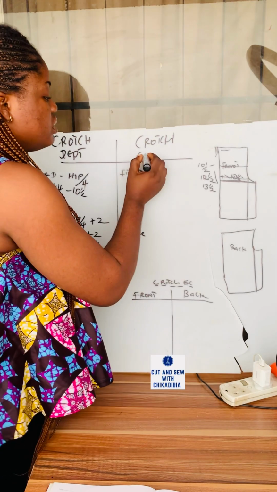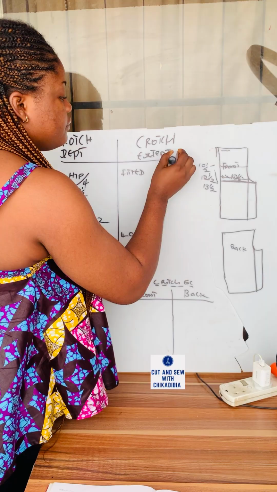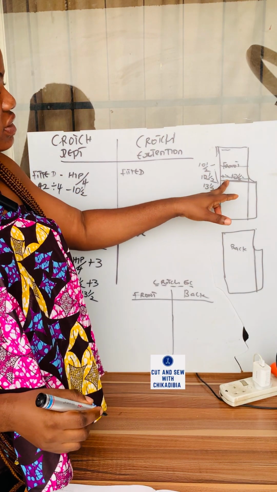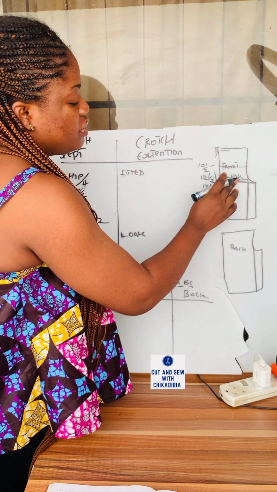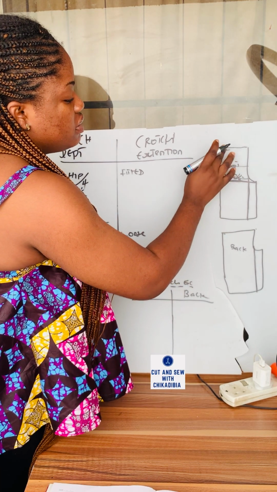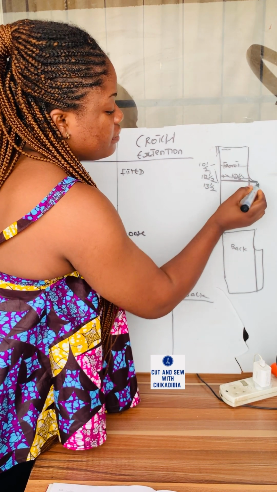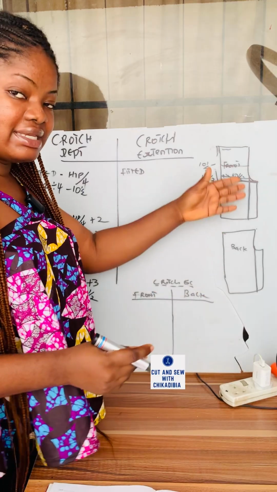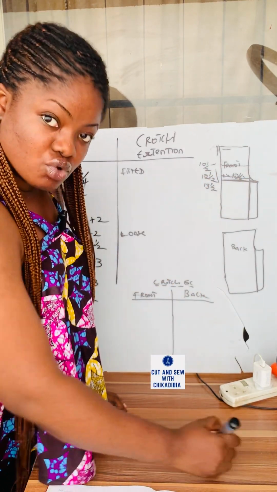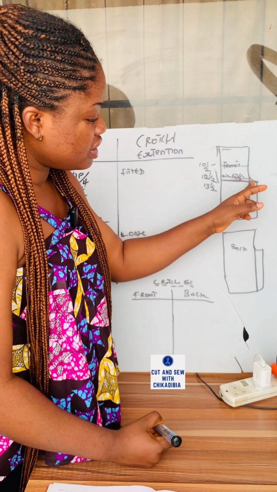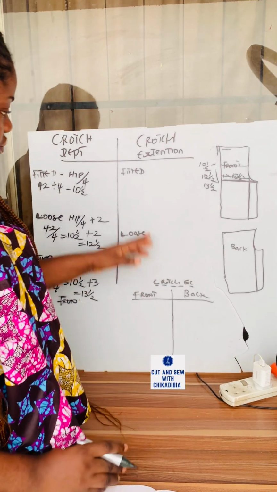So let's go back to the crotch extension. What is a crotch extension? This is your normal straight measurement. This is your hip, this is your waist, and this is your crotch. To form a trouser, you extend this crotch point from here to here. That's the crotch extension.